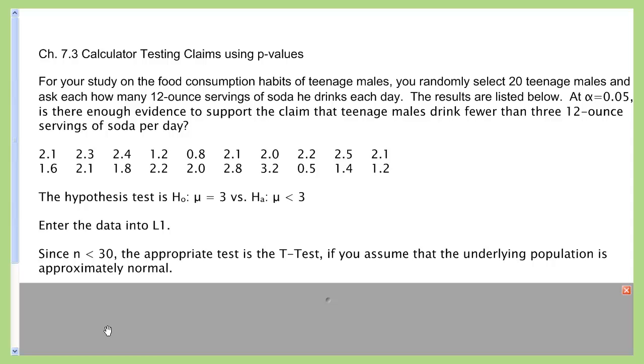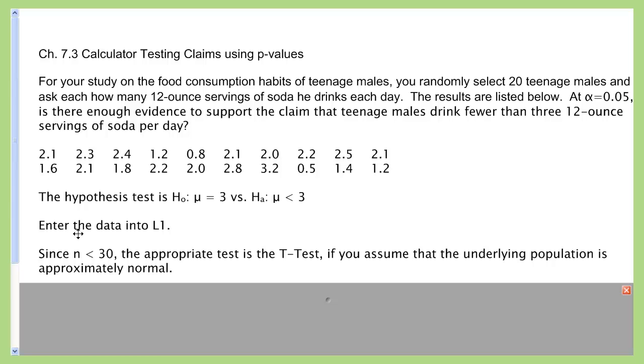Chapter 7.3, Calculator: Testing Claims Using P-Values. For your study on the food consumption habits of teenagers, you randomly select 20 teenage males and ask each how many 12-ounce servings of soda he drinks each day. The results are listed below. At alpha equals 0.05, is there enough evidence to support the claim that teenage males drink fewer than 3 12-ounce servings of soda per day?